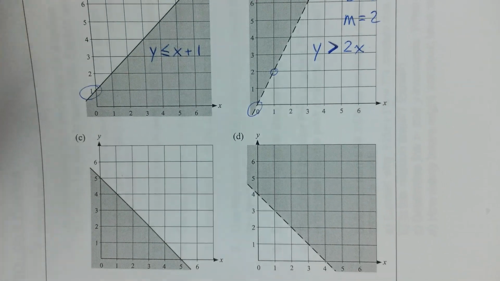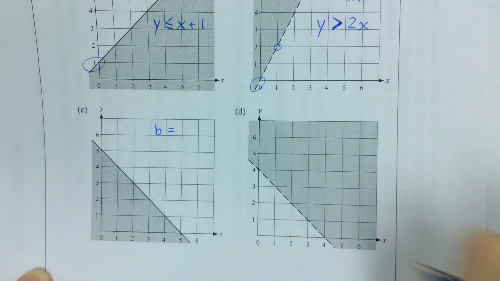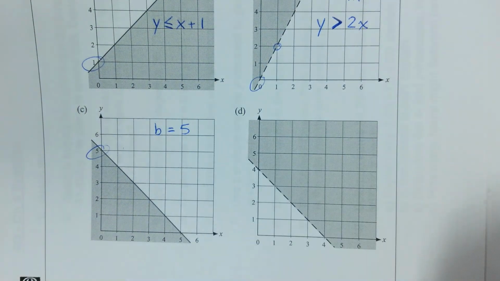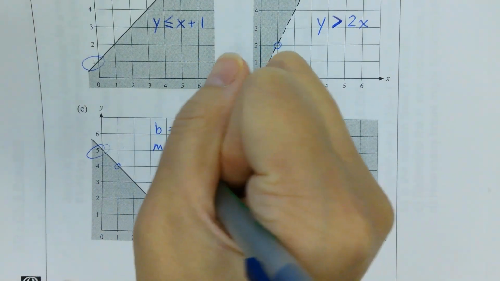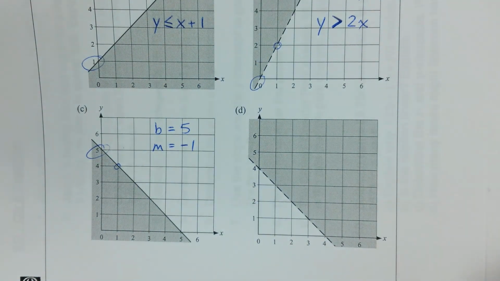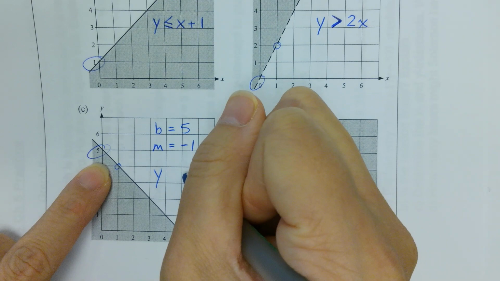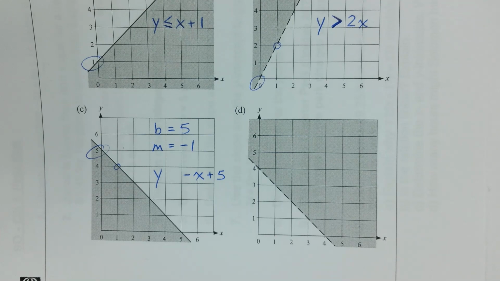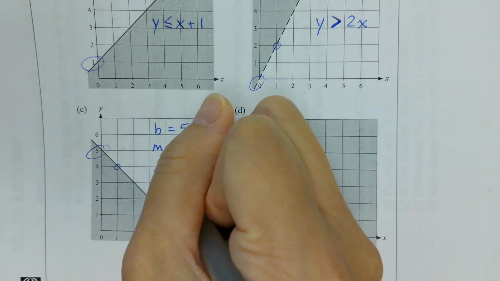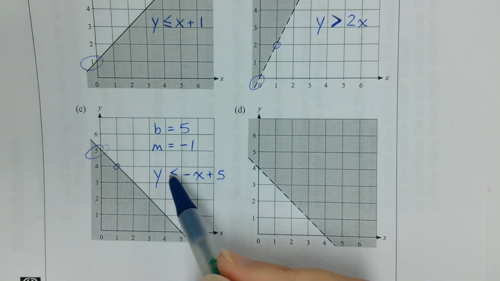Okay, let's just finish up these two. What's my y-intercept? 5. What's my slope? -1. Remember the direction of your line, -1. So y equals -x plus 5. What symbol? Less than or equal to, because you're shading in the bottom part, so it's less than, solid line, equal to.